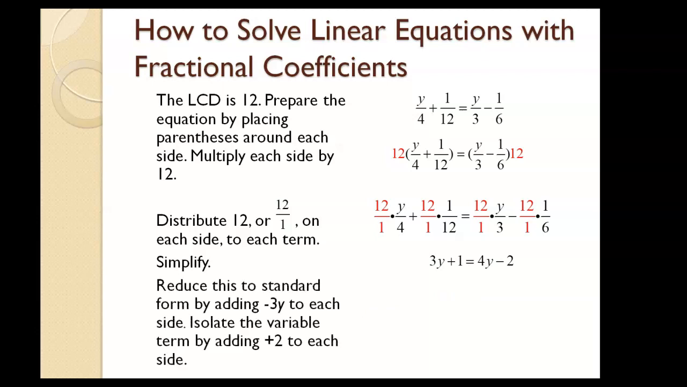So reduce this to standard form. Let's add negative 3y to each side, or subtract 3y from each side to isolate the variable, and then we will add 2 to each side. So if I subtract 3y, I get 1 equals 1y minus 2, or just y minus 2. And then if I add 2, then y equals 3. And here it is, I got my solution.